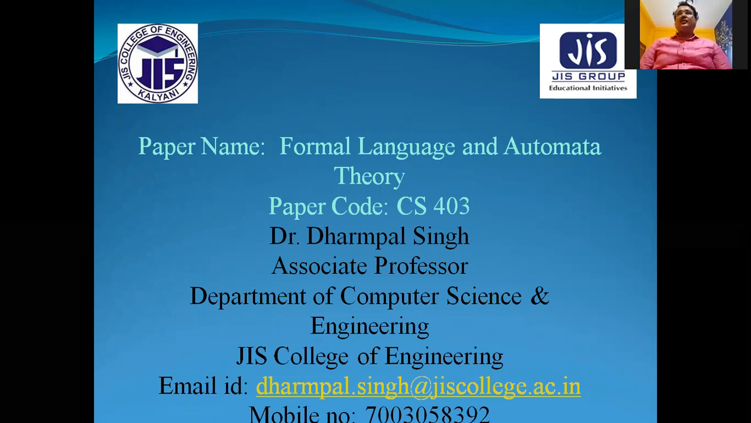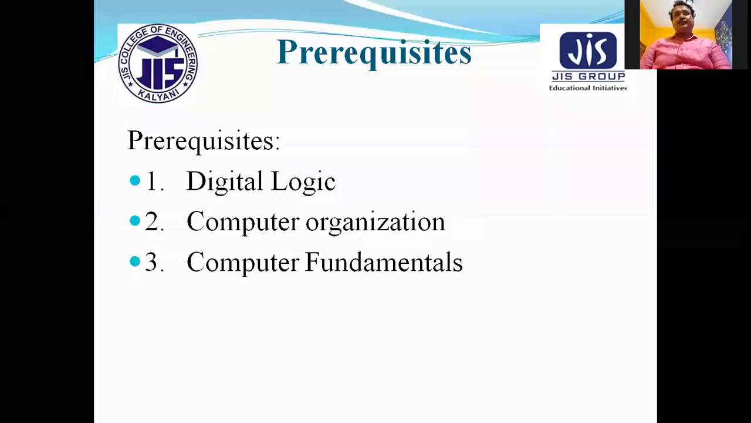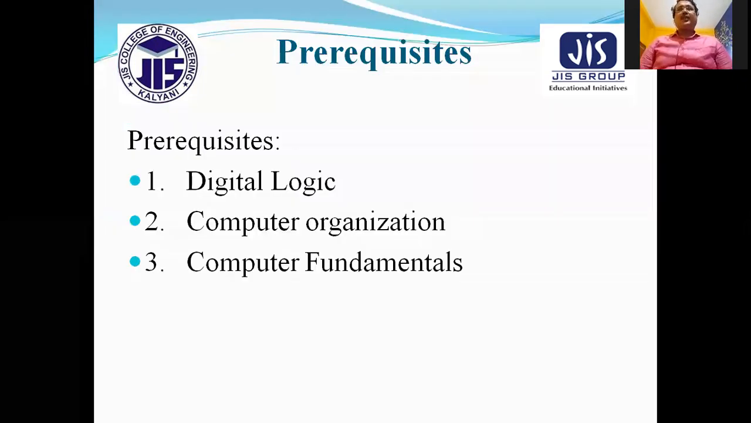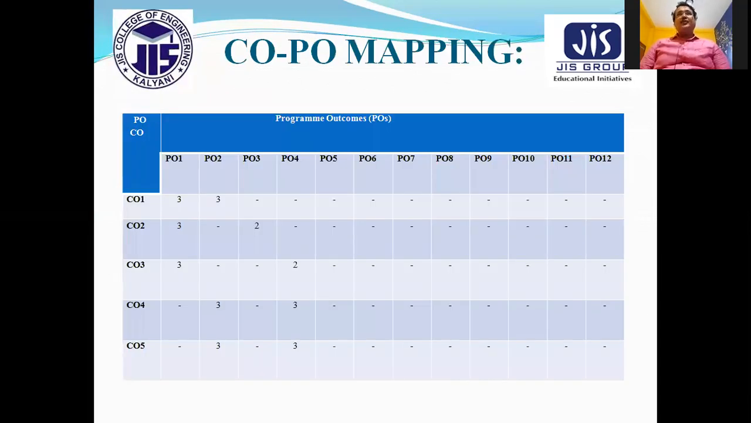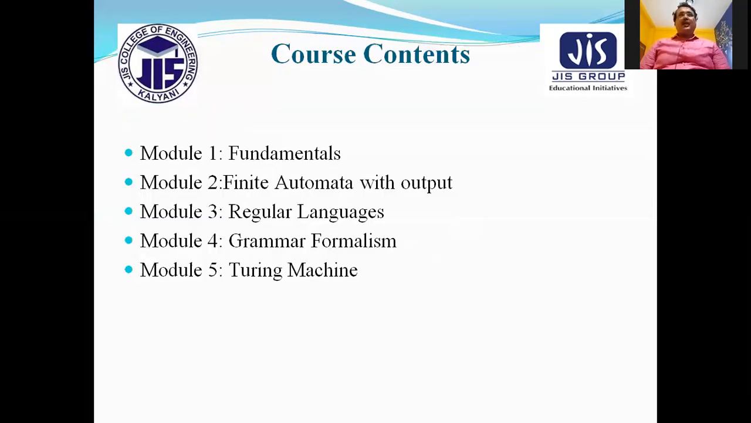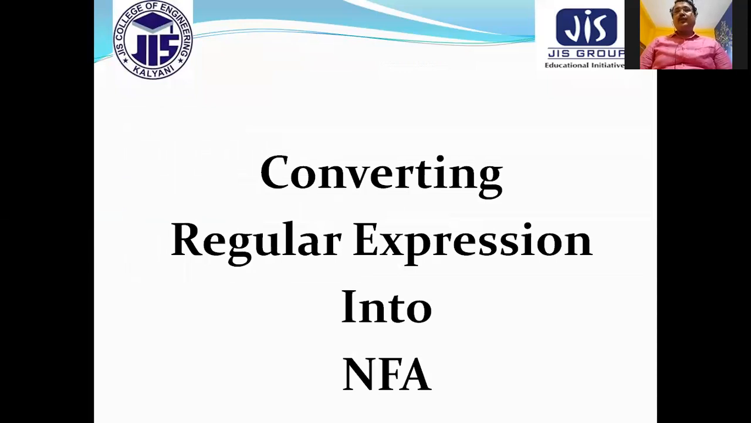Your subject name is Formal Language and Automata Theory and the paper code is CS403. The prerequisites of the subject are digital logic, computer organization and computer fundamentals. And these are the course outcomes, and the CO-PO mapping is given here. And the course contents: we have 5 modules and these are the contents of the modules. Today's class we are going to learn converting a regular expression into an NFA.